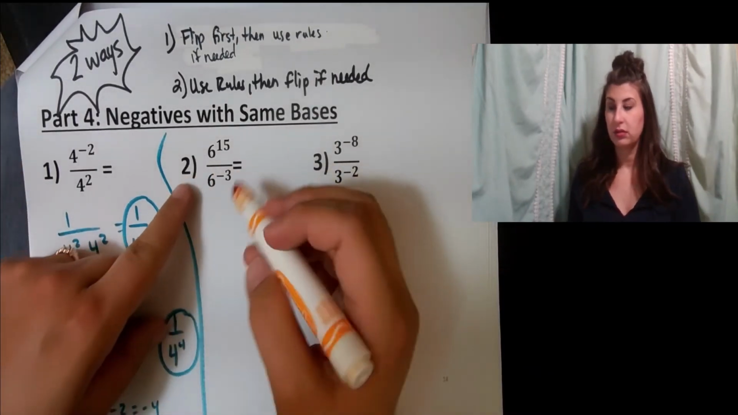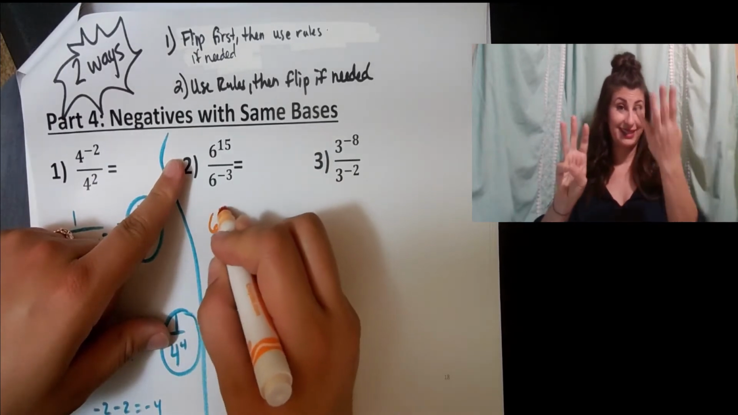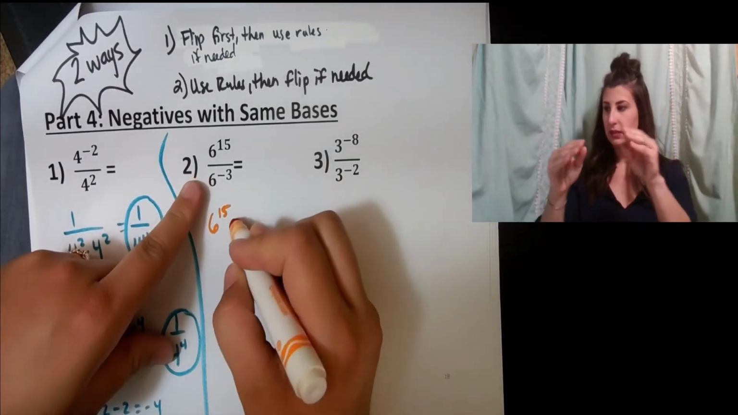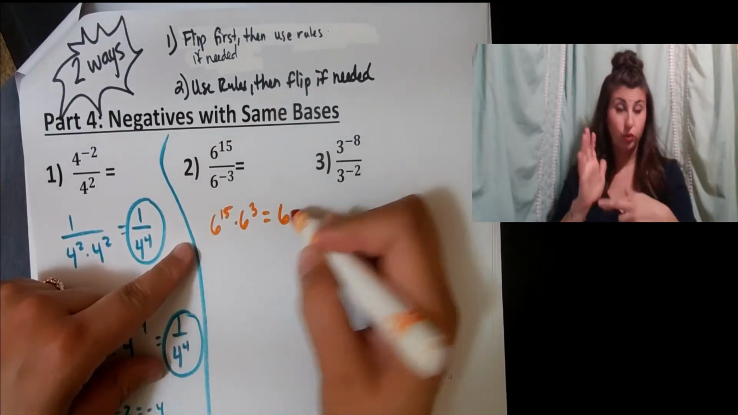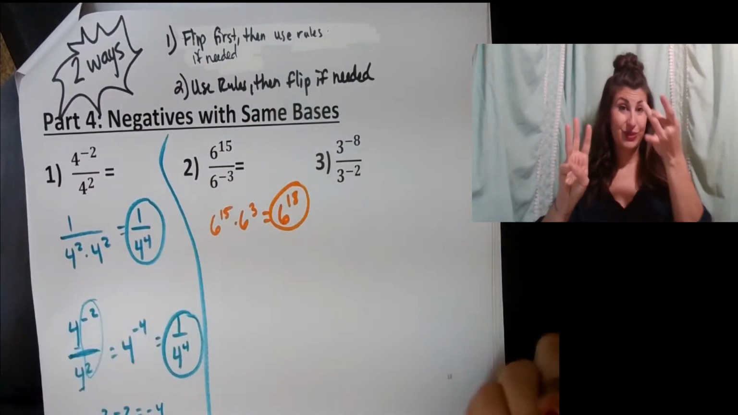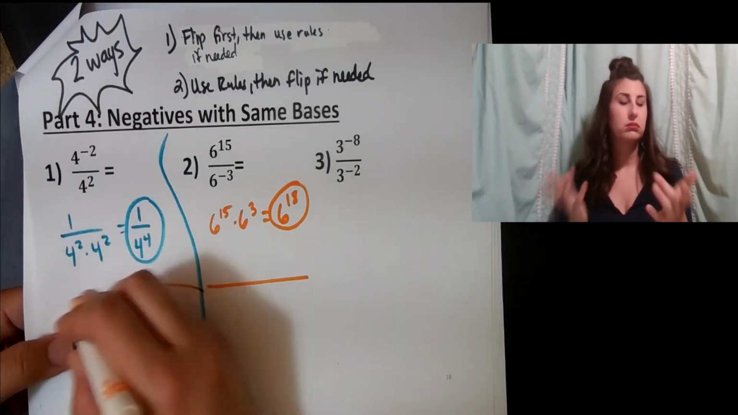Okay, both ways again. I have the first way, flip first. So 6 to the 15th stays there, and this one goes to the top. All right, and then use rules, so it'll be 6 to the 18th power. Okay, now let's look at the second way.